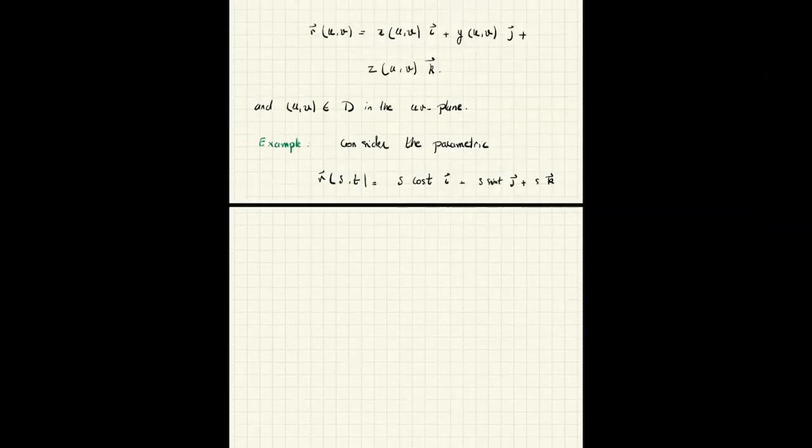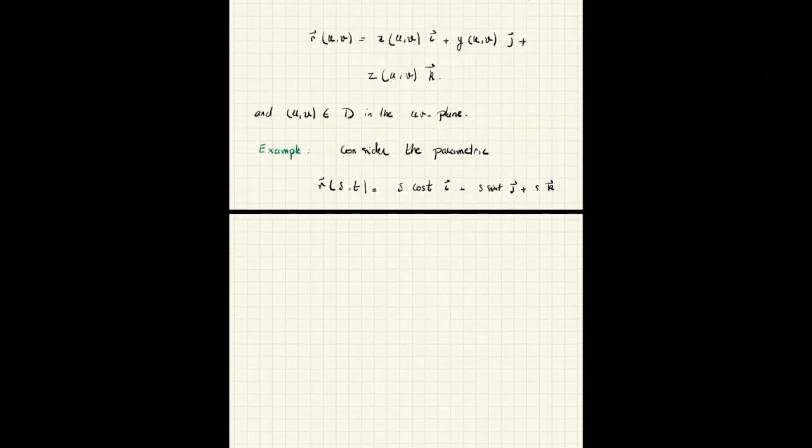So what is this surface? And here you always need to express the domain: t between 0 and 2 pi, and s between 0 and 1. Okay, so what is this surface? So here we have x(s,t), this is y(s,t), and this is z(s,t).